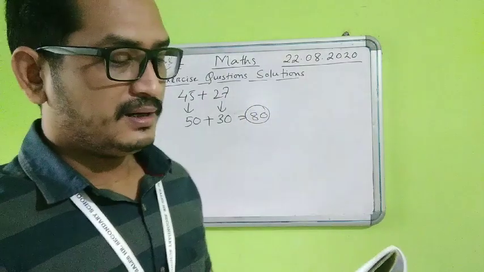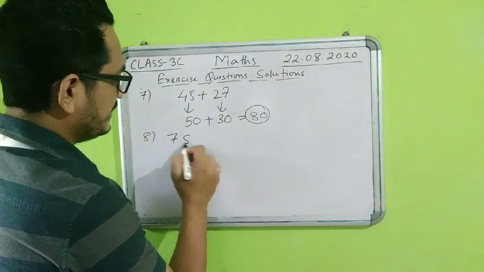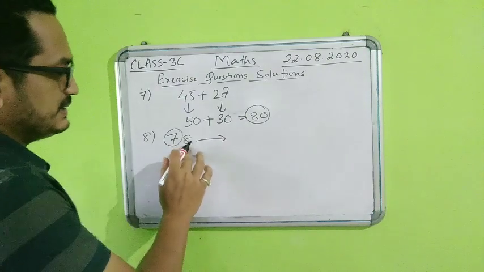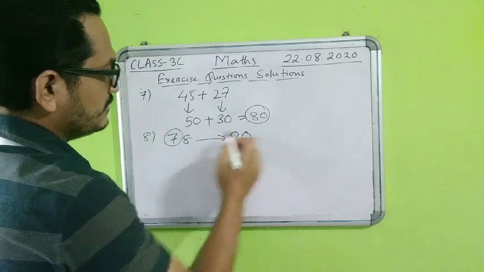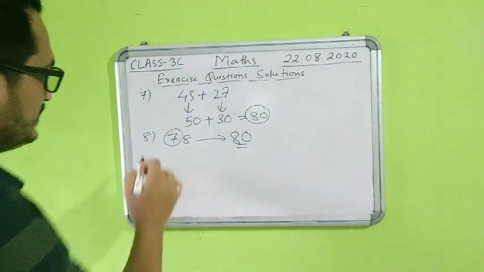Question number 8. The value of 78 rounded off to the nearest 10. Now again 78, if we round off, this is the tens place. On the right hand side 8, which is greater than 5. So 7 plus 1, it will be 8. And this 8 will become 0. So the answer is 80. Please write down there 80.